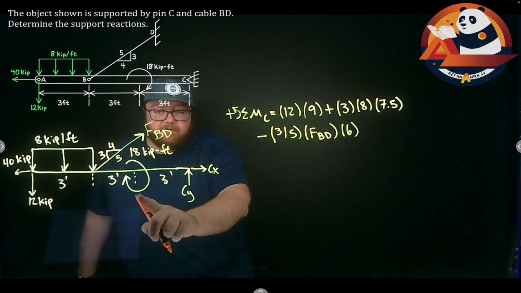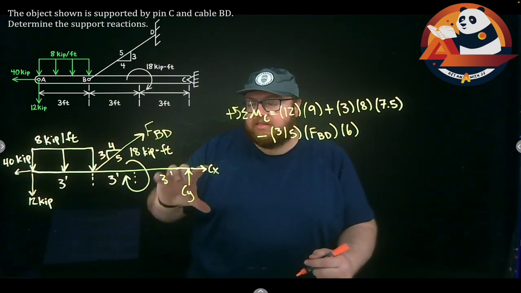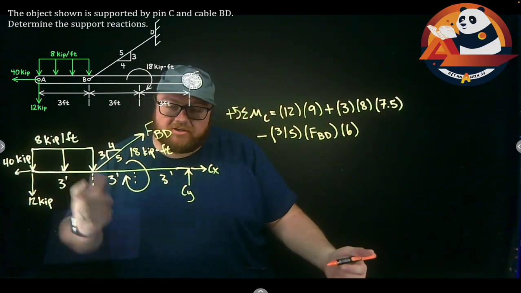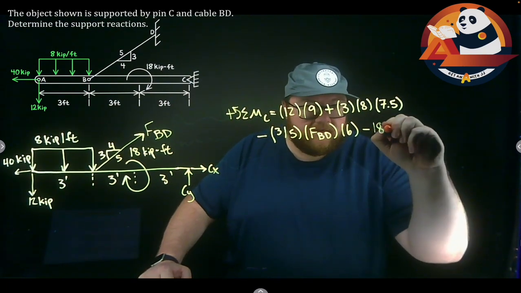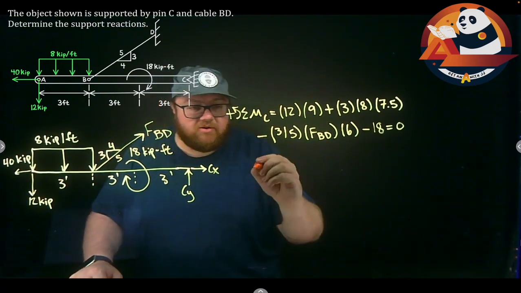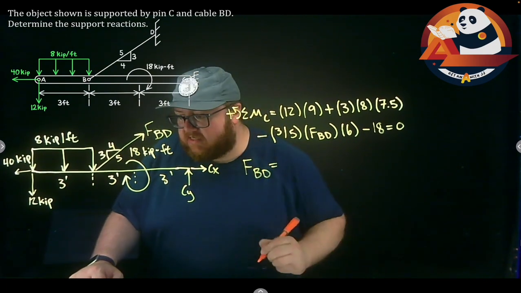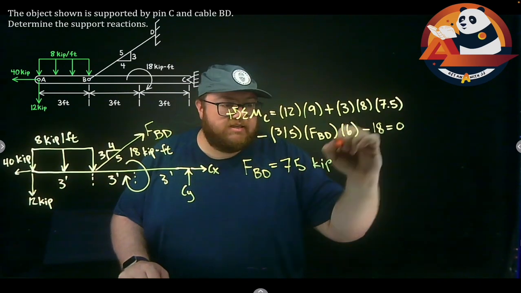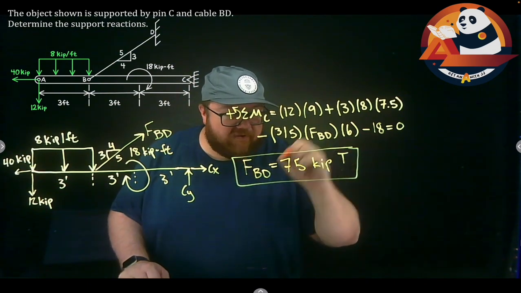And then our actual last thing in here. I have an applied moment on here. 18 kip feet. It's 3 feet away from C, but that doesn't matter for us, because it's already a moment. Moment times distance doesn't get us moment. I just add or subtract this. It's going clockwise, so I'm going to subtract it. Minus 18 gets us to 0. Which if I solve that, I have FBD as my only unknown. We will get that the member FBD is 75 kips, and it's in tension for us. Cable should always be in tension. That's going to be our first answer.